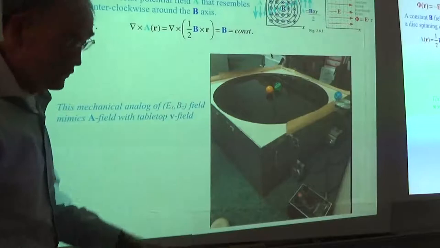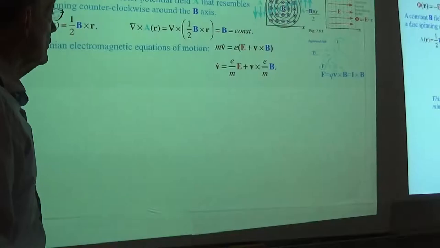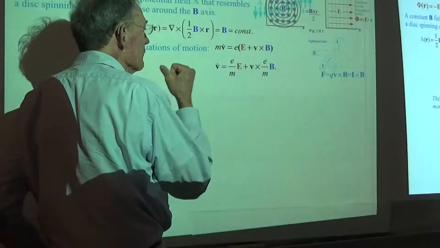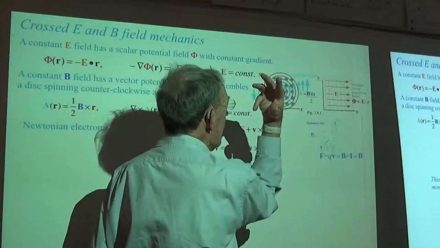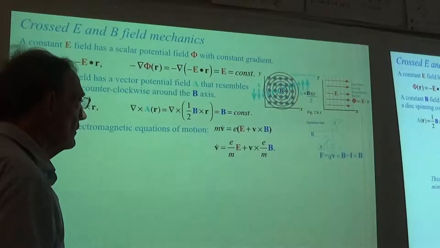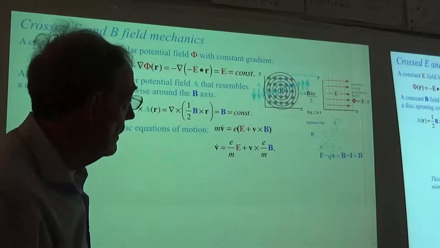Okay, so here's what we're dealing with: a derivative of a velocity that involves a cross product of that velocity with some constant field that's pointing in one direction. We're going to fix it so that the B field is out and the electric field is in the plane. So that's what we're going to start with and essentially finish with. That's going to have all of these effects that we like to see.